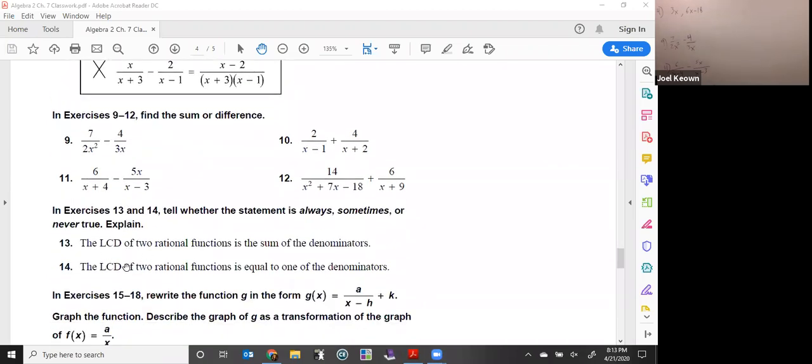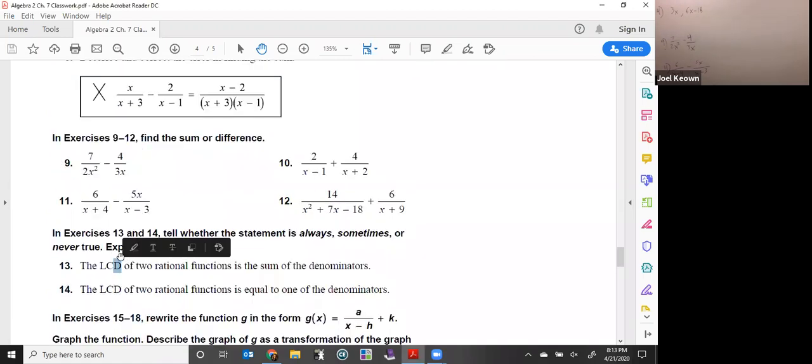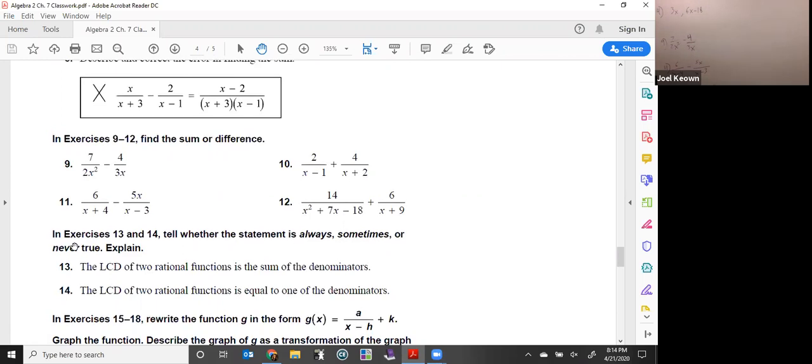Back over here, the least common denominator, however you want to put it, of two rational functions is the sum of the denominators. Well, let's think about it. If I have 3 and 4, I multiply. Multiply is product. Sum means I would add. I don't add my denominators. So for number 13, that would be a never.